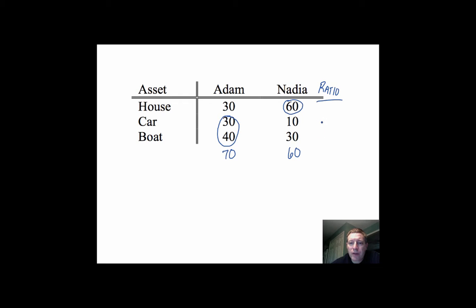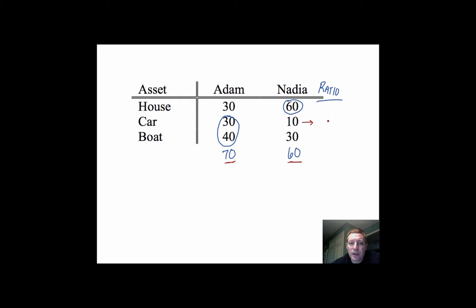So the way we do this ratio, and this is the important thing, the way we do the ratio is from the highest point person to the lowest point person. We will always do that ratio that way just to keep it straight in our mind that we do it the same way every time. So since Adam had more points than Nadia, we're going to do the Adam to Nadia ratio in each of these two items that we want to decide.